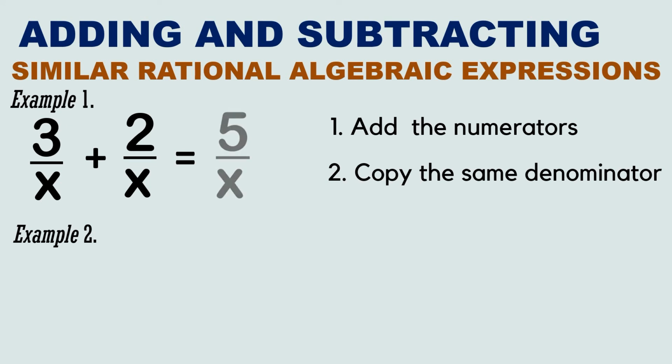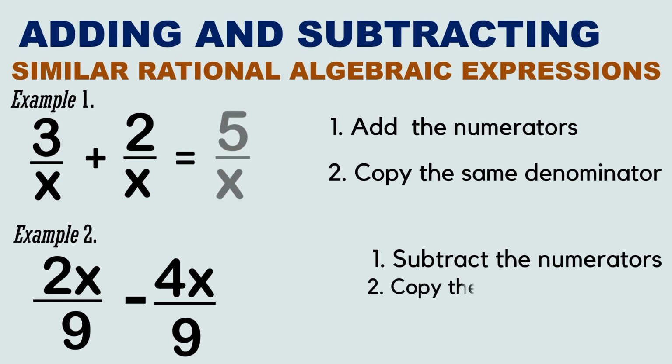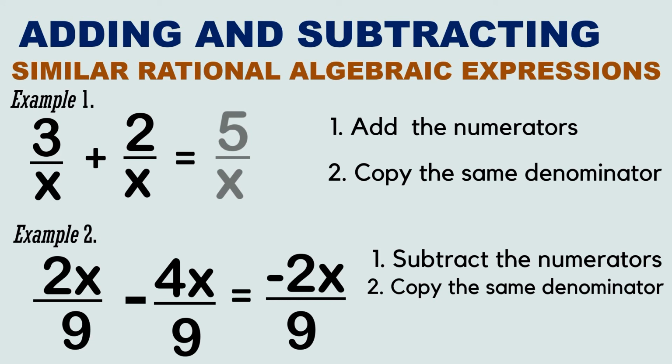Next, we have example number 2. We're going to subtract 2x over 9 minus 4x over 9. Again, we have the same denominator, which is 9. Subtracting 2x and 4x, we have negative 2x. So we have negative 2x over 9, and that is the final answer.